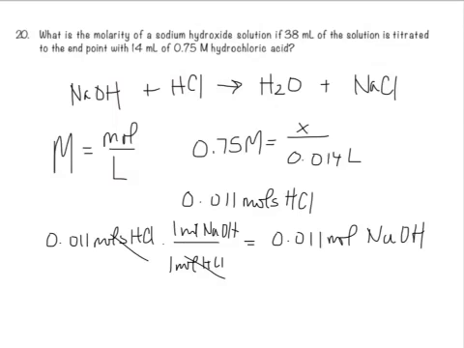Now that I know the moles of sodium hydroxide, I can substitute these back into the molarity formula. So here are my moles, and then I look at the volume. It says 38 mils, so once again I must convert to liters. So I move the decimal place 3 places to the left, 0.038 liters. And if I divide this, you end up with 0.29 molar NaOH.